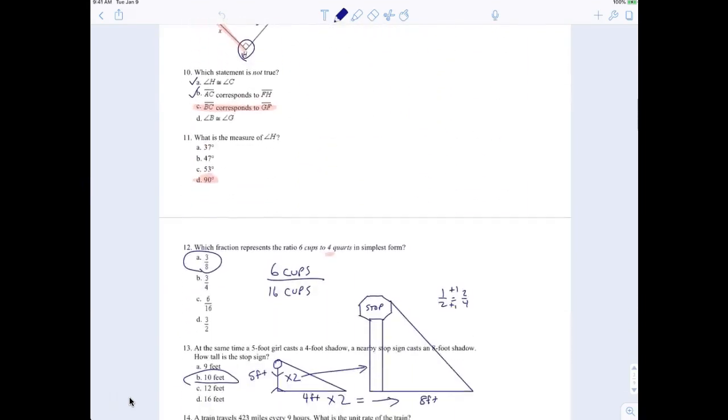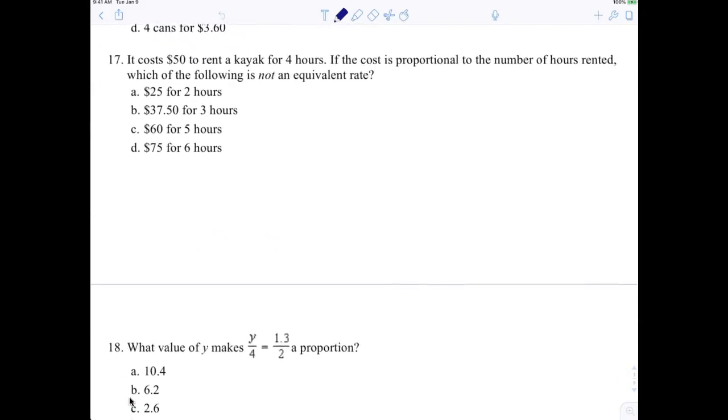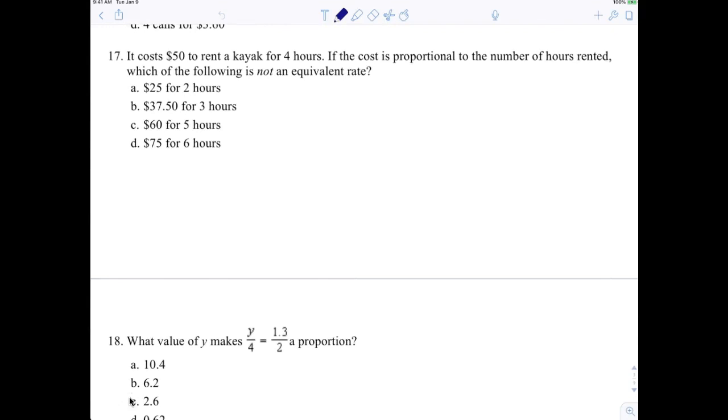So we left off at question number 17. Here we go. Now it says here, if it costs $50 to rent a kayak for 4 hours, if the cost is proportional to the number of hours rented, which of the following is not equivalent? So remember, please, let me just walk you through these. We want the cost per hour. What I'm trying to remind you of is to take whatever the cost is and divide it by the number of hours. And 50 divided by 4 is what? 12.5. Thank you. $12.50 per what? Per hour. Is everybody good on this?